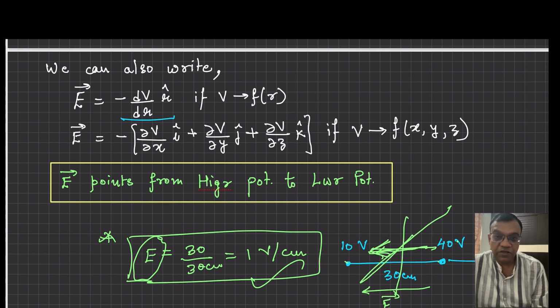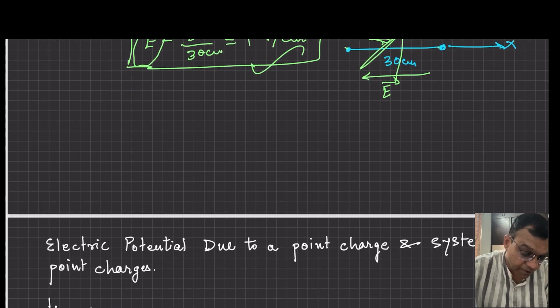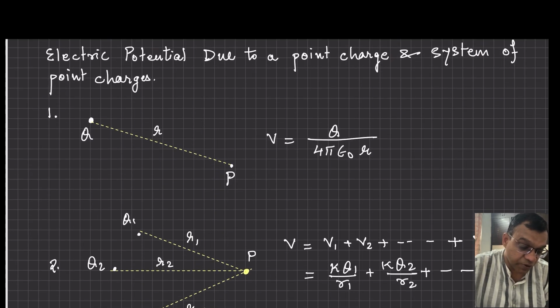And then we have the same expression if we have to find E in terms of V. If V is given and E we have to find, then we can use E equal to minus dV by dr along the r vector, or if V is given as a function of x, y, z, then E can be found as E equal to minus dou V by dou x i cap minus dou V by dou y j cap minus dou V by dou z k cap, where dou V by dou x is the derivative of V with respect to x only, treating y and z as constant. Right? Let's move to the next part.